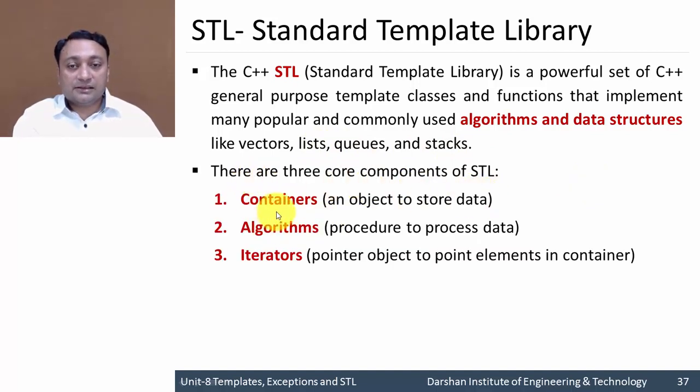First is containers. It is an object to store data which is implemented by template class and having various data types. Next is algorithms, which is a procedure to process data which is contained in the containers. And next is iterators, which are the pointer objects to point to elements in the container. So let us see each one by one.